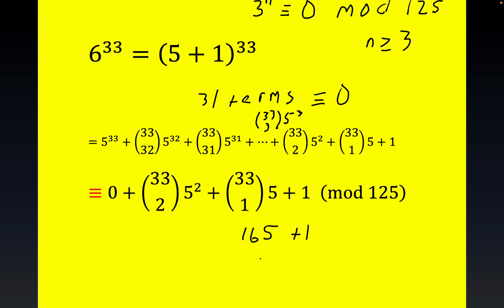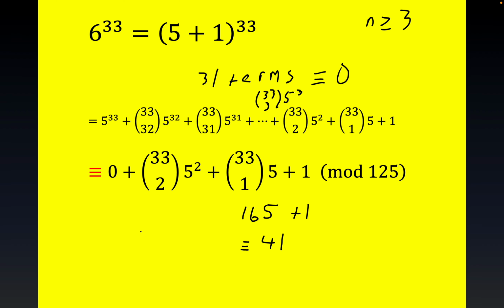Okay, and then that's 166. And 166 is the same as 41. So this part is 41. It's congruent. Let me write it like this. Congruent to 41. And again, it's mod 125. So we got the last part down to 41. All right. So that's congruent to 41. Now let's look at this part, which is a little more involved.